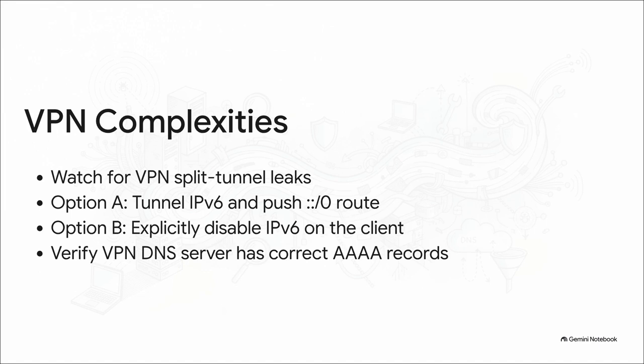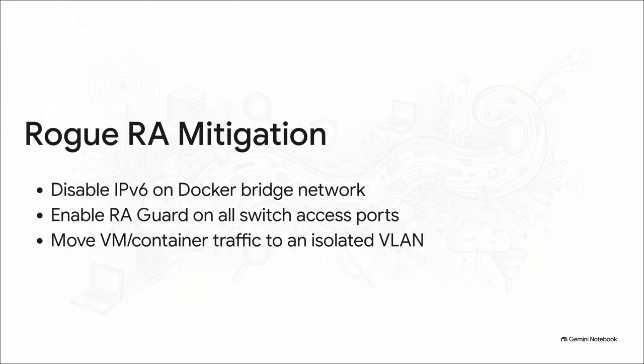You really have to force the issue here. You either explicitly tell the VPN to tunnel IPv6 by pushing a default route, or you explicitly disable it right on the client. Oh, and you always need to double-check that your internal DNS is actually returning the correct AAAA records over that tunnel. Then there's containerization, which honestly brings its own set of nightmares.